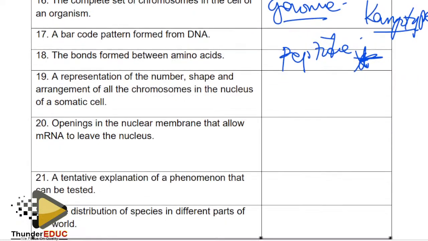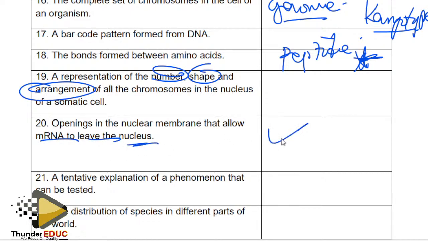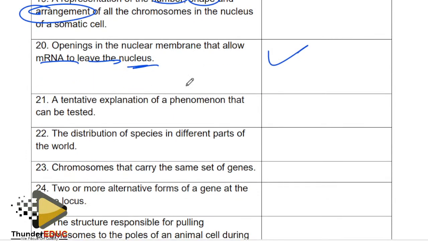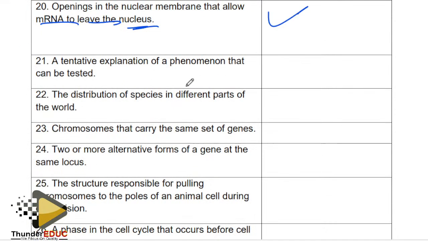The representation of the number, shape, and arrangement of chromosomes in the nucleus of a somatic cell is what you call the karyotype. Opening in the nuclear membrane that allows messenger RNA to leave the nucleus: nuclear pore. So we have got it. I'm not writing the words because we want to finish this so that we go to the major section.